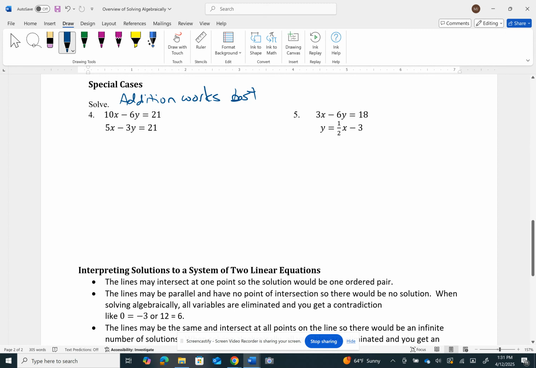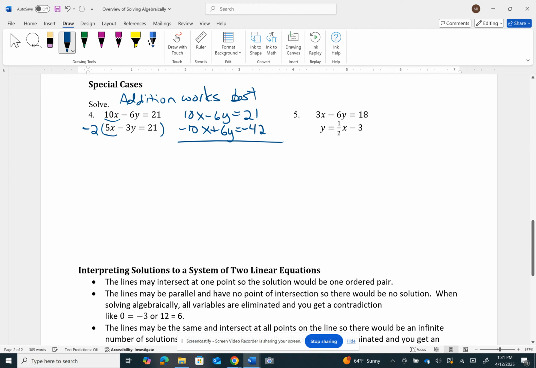Looking at it, I'm thinking about trying to get rid of those x's, and I noticed that I have a 5 and a 10. So really, I could just multiply the second equation by 2 to make a 10 happen, but I really want a negative 10, so I'm going to use a negative on that. So the first equation could just stay as is, and then with the second equation, I'm going to multiply through by negative 2.